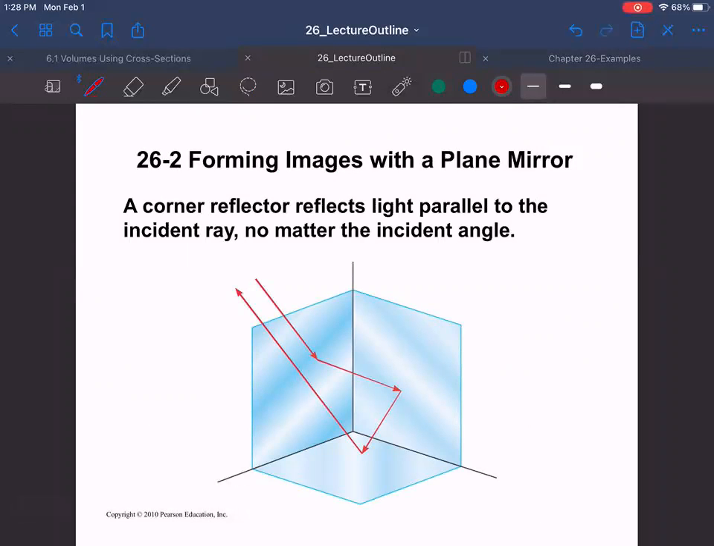Forming images, this should make kind of sense based on the example we just did. A corner reflector reflects light parallel to the incident ray, no matter what the incident angle is. Well, we just did one that should kind of make sense, because if we took that another step, we'd be back to theta, right? We went from theta to 90 minus theta, that would take us back to theta if we did it another way. So it's just doing that problem we just did twice.